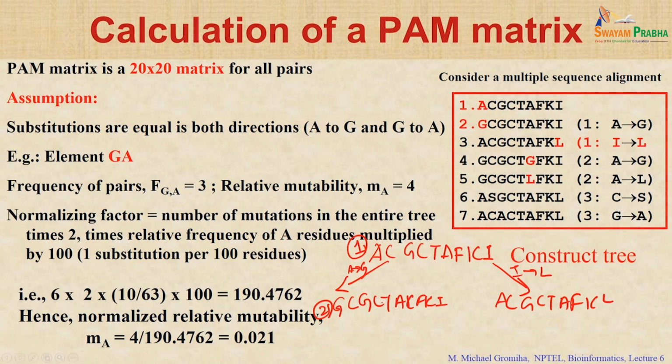Now in the second one we make another change, A to G. We get the sequence G C G G C G C T G F K I. You can see the change C to G, this A to G, and here A changes to G. And here you can see the change A to L, this is the A here and here is the L. Then we got other mutations, the third one is C to S, and the last one you can see G to A. So you can construct a tree depending upon the substitutions in each sequence.